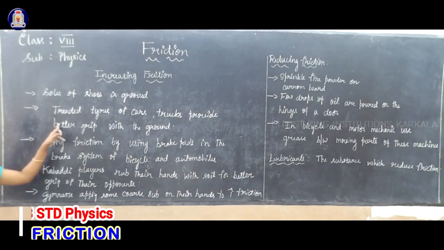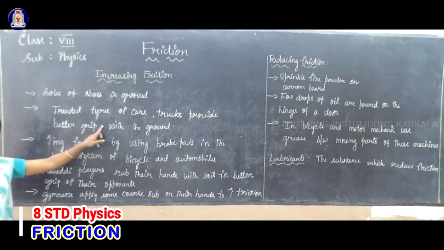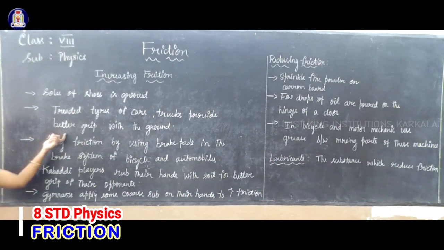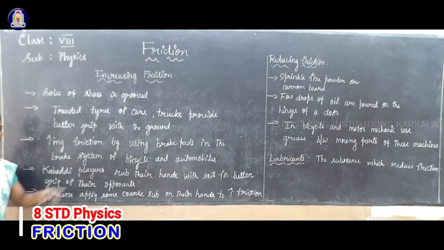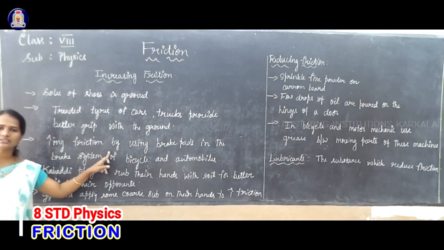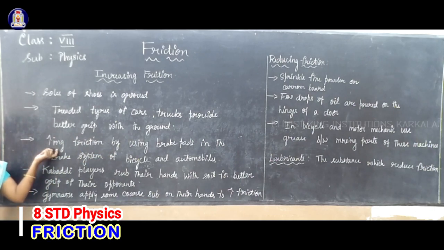And you might also have seen treading on the tires we use in cars as well as automobiles, mainly to provide better grip with the ground. Friction is also increased by using brake pads in the brake system of a bicycle. To increase the friction of the bicycle or any vehicle, brake pads are used in the brake system.